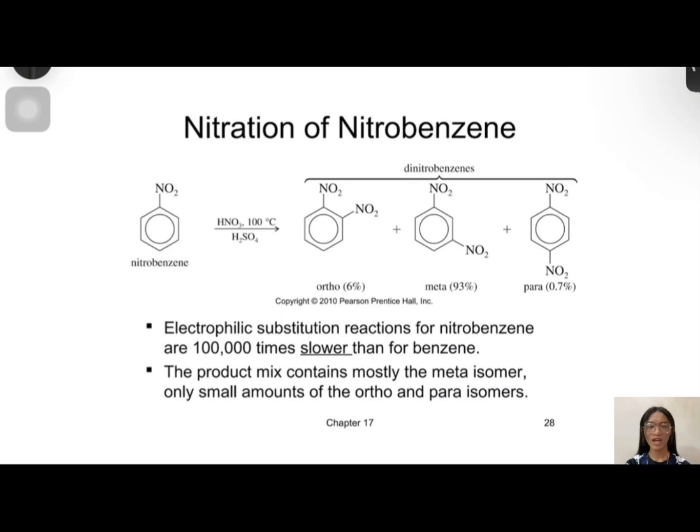Next is nitration and nitrobenzene. Electrophilic substitution reactions for nitrobenzene are 100,000 times slower than for benzene. The product mix contains mostly the meta isomer, with only small amounts of the ortho and para isomers. This is nitrobenzene, nitric acid, and sulfuric acid at 100 Celsius to dinitrobenzene. The dinitrobenzene is composed of ortho 6%, meta 93%, para 0.7%, for a total of 99.7%.